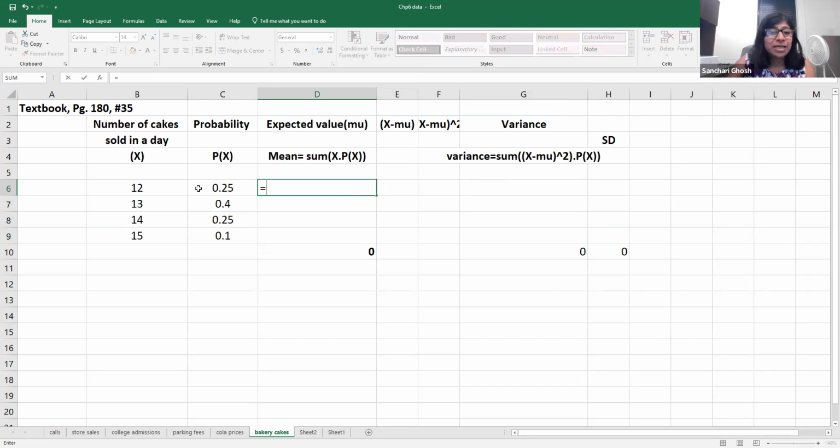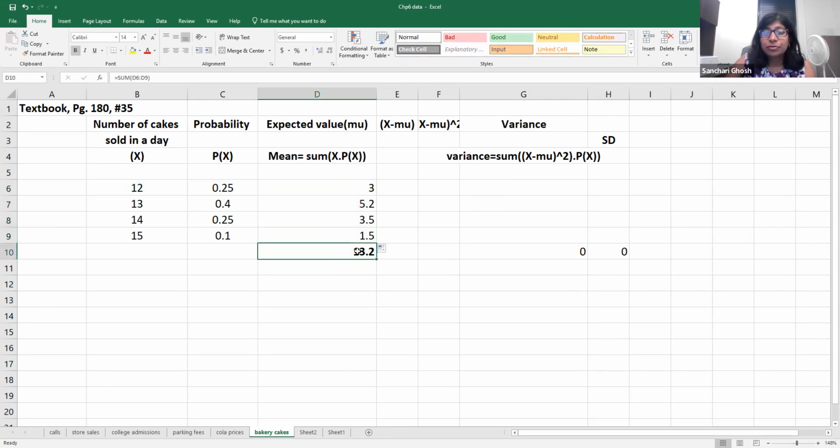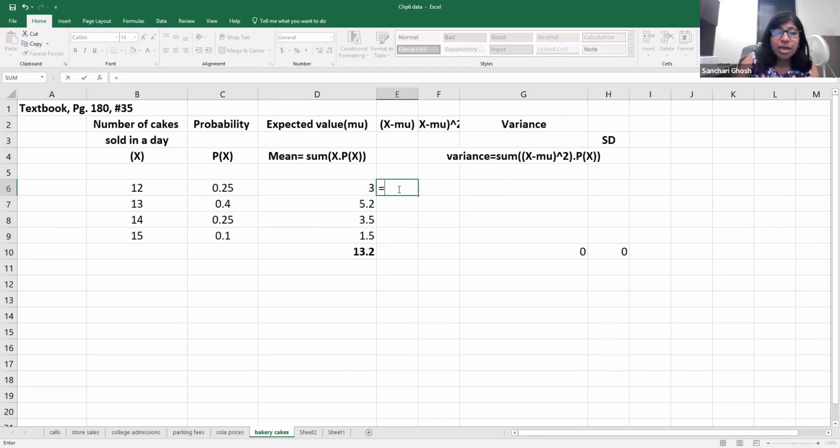But mean is as x times p(x) every time. And then you take the summation. Well, I'd already put the formula in, so it came out to be 13.2 is the mean number of cakes sold. And then the mean deviation, 12 minus. Please don't ever forget to put a dollar symbol here, as you have been doing in many of these problems.